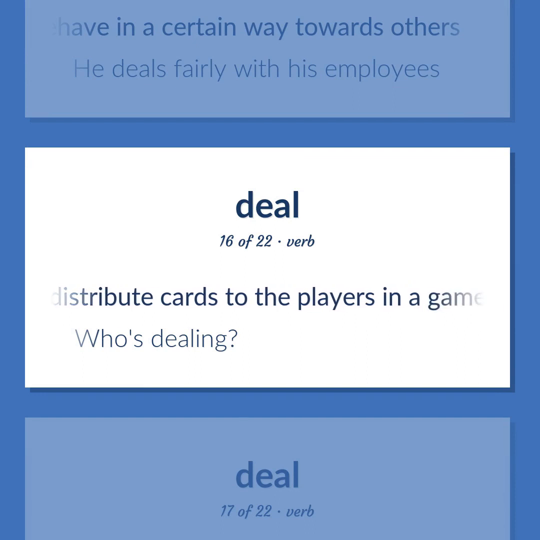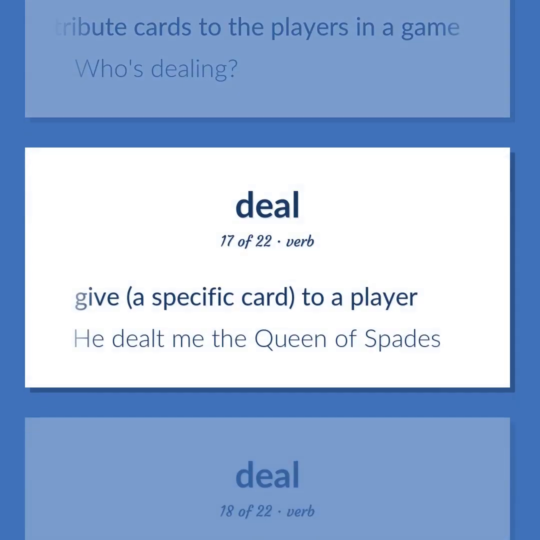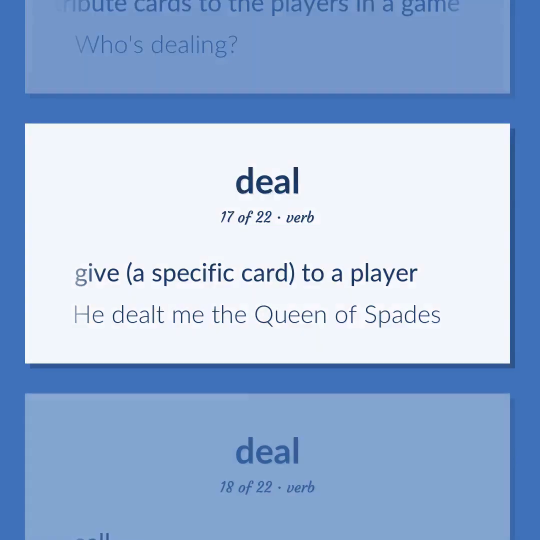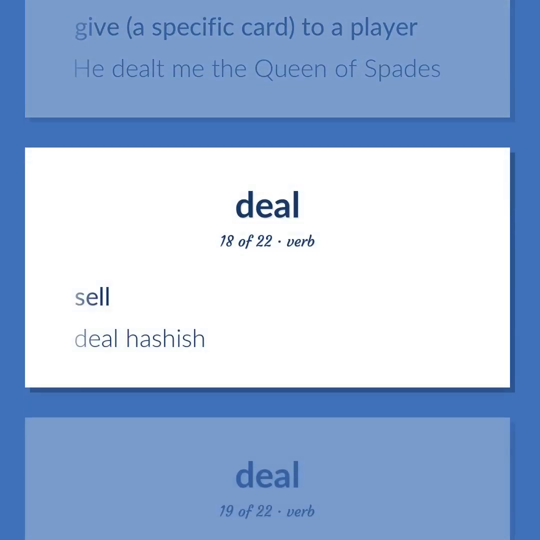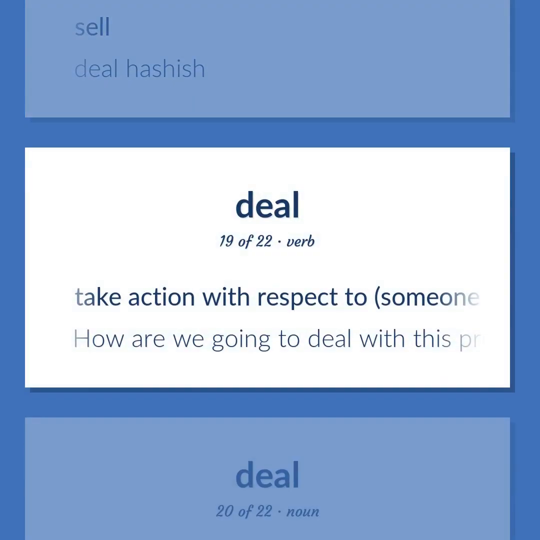Distribute cards to the players in a game. Who's dealing? Give a specific card to a player. He dealt me the queen of spades. Sell. Deal hashish. Take action with respect to someone or something. How are we going to deal with this problem?